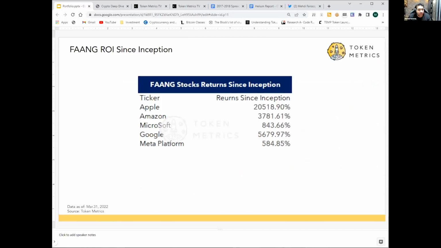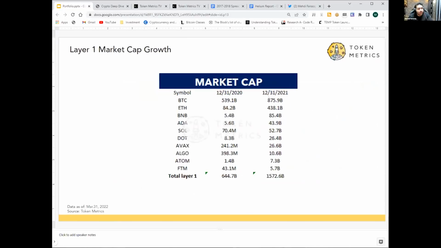So why am I showing you this? I'm showing you this because the next generation of internet stocks will come in Web3. And we are already seeing some signs of that. So infrastructure, Web3 infrastructure layer 1, is the place to be. I'm just showing you the performance of some of the layer 1s, excluding Bitcoin here: Ethereum, Binance, Solana, Dot, AVAX, Algorand, Atom, and Phantom.